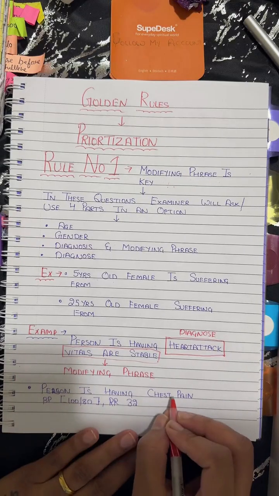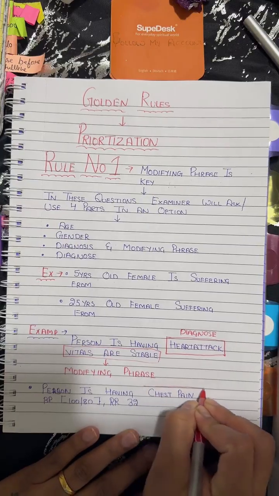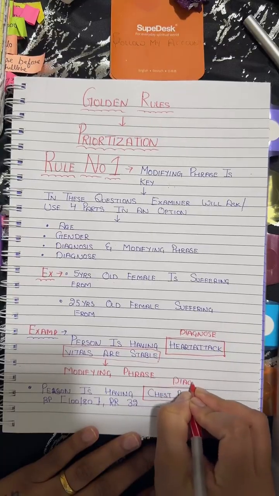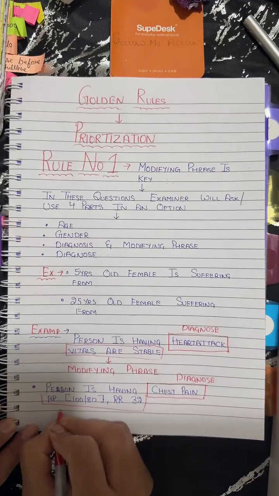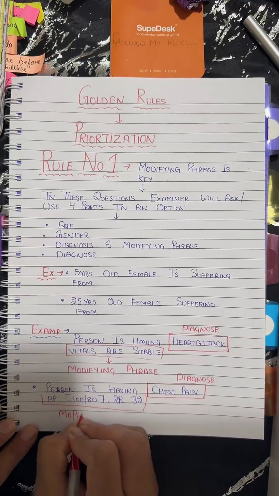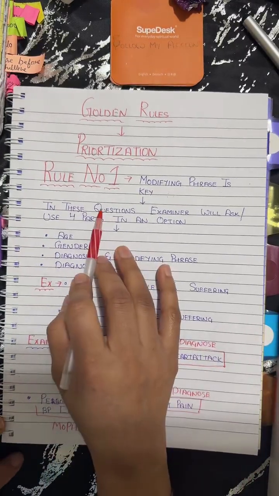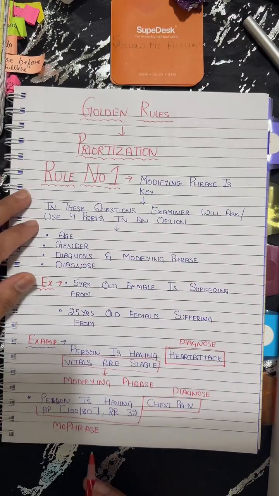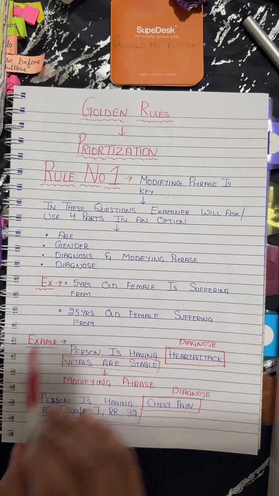Okay, so here, chest pain is the diagnosis, and blood pressure and respiration are the modifying phrase. Yes, this is the diagnose, and this is the modifying phrase. So this was our rule number 1 for prioritization. Modifying phrase is key. In these questions, the examiner will ask age, gender, diagnose, and modifying phrase and diagnose in the question. So these are some examples.